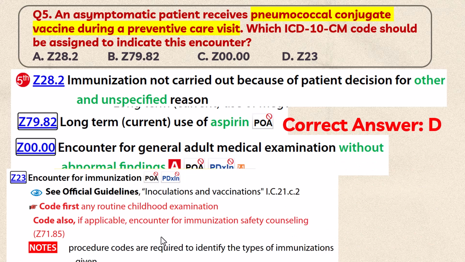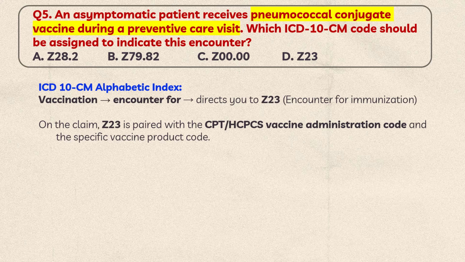So if you use the alphabetic index, go to the ICD-10 alphabetic index. There you'll go to vaccination, then go to the subcategory of encounter for. It will direct you to the Z23 code, that is encounter for immunization. On the claim, the Z23 code is paired with the CPT and HCPCS vaccine administration code and the specific vaccine product code. So the correct answer here will be answer D.